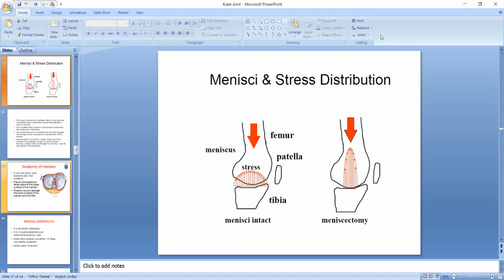Menisci and stress distribution: you can see here that if there are menisci, the stress is distributed all over the tibia, and if there is no meniscus, the stress is entirely in the central part of the tibia. So this is the difference between the presence and absence of the menisci.